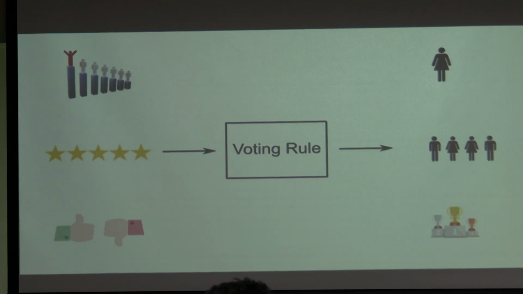Likewise, the output of a voting rule can also be complex. We are going to focus on single winners, but in general, voting rules can also be used to elect multiple winners or a committee of candidates, and we'll talk about these kinds of voting rules later on.